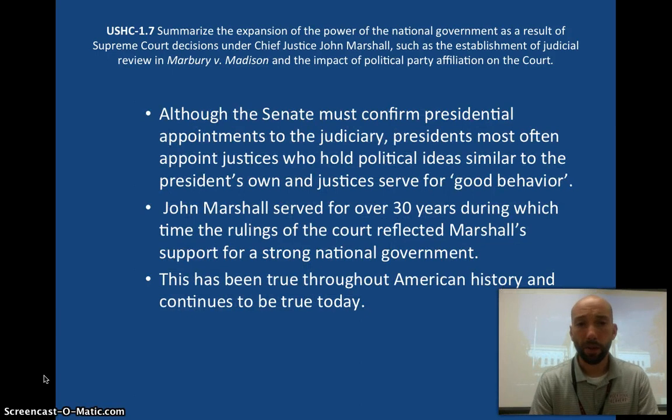The Senate has to confirm appointments to the judiciary. Presidents usually appoint justices who hold political ideas that are similar to their own. So for instance, like I said, if there's an opening right now, then President Obama will probably pick someone who believes very similar to him to serve as a justice. And then that person has to be approved by the Senate. John Marshall ended up serving for over 30 years because it's a lifetime appointment. And so during those 30 years, the decisions that were made by John Marshall and the rest of the court favored a strong government because he was a Federalist. And that's why John Adams picked him, because he was a Federalist and he believed in a strong national government. And that's been true throughout American history, and it's still true to this day.